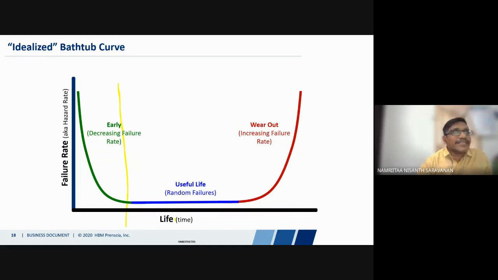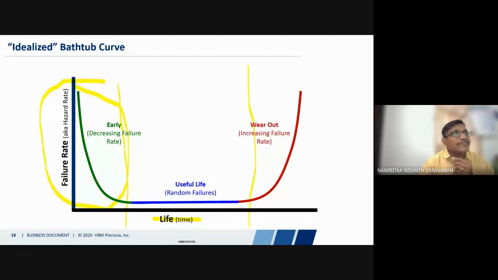On the x-axis, it is life, the life of the product. And the red portion is the aging behavior. By the way, the life starts from 0, 5 years, 10 years, 20 years, 30 years, 40 years, 50 years, something like that. It keeps on going. If you imagine this situation like a human being, say this is the early stage of the failure.